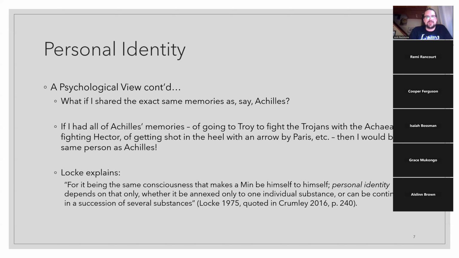Of course, there's a problem then for numerical identity, and that is that now we're no longer talking about one single individual in these duplication problems.